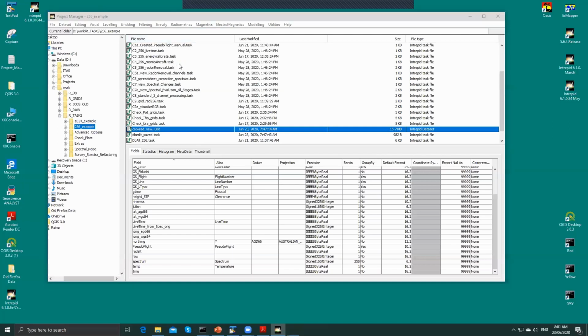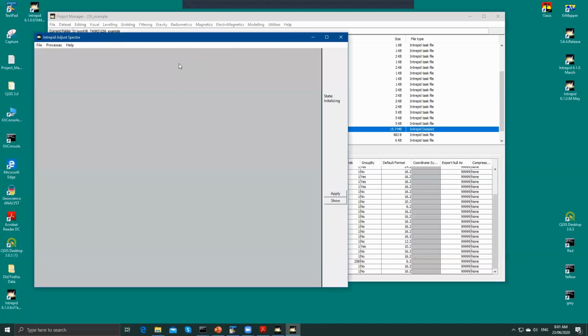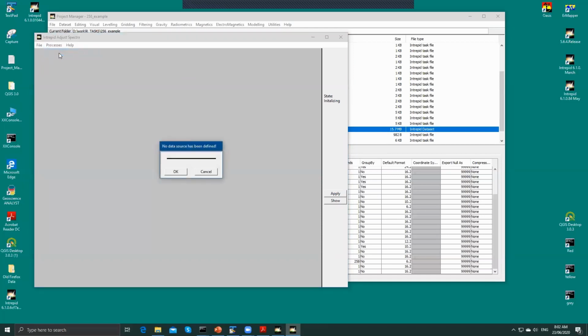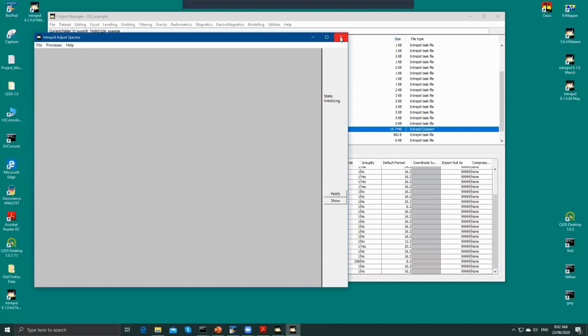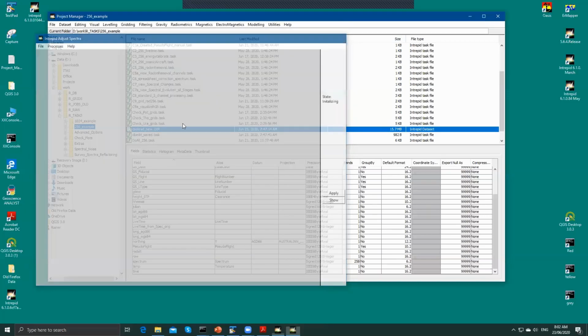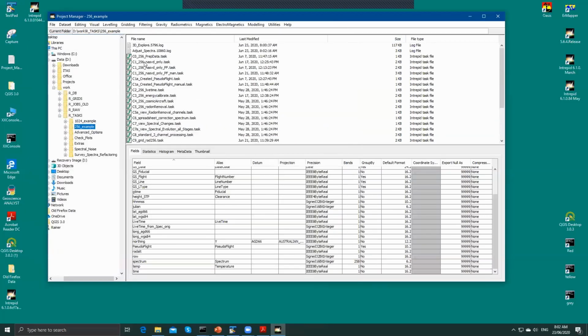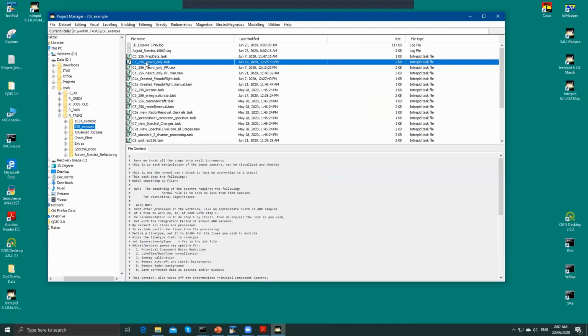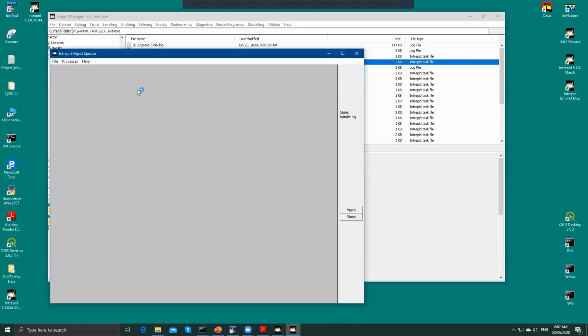All right, so the first step is spectral smoothing. Let's go to full spectral smoothing. If you open that up, it gives you a blank window, and under processes you can select corrections. Oh no, the data source hasn't even been defined. Okay, let's do it differently. Let's go to C1256 NASVD only task, right click it, and then open with task. It will load the data.